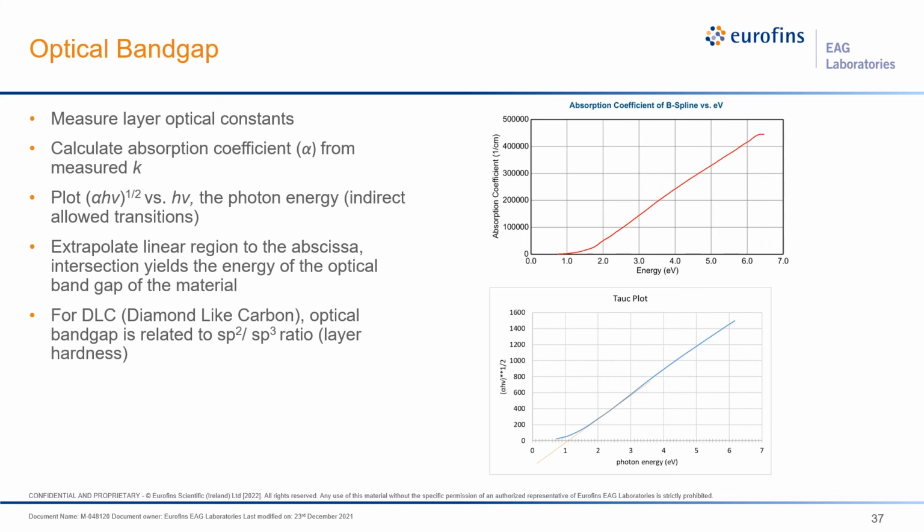This optical band gap value can carry important information. For instance, for diamond-like carbon layers, the optical band gap is related to the sp2-sp3 ratio, and this ratio determines the hardness of the DLC, which is a distinctive property of the layer.